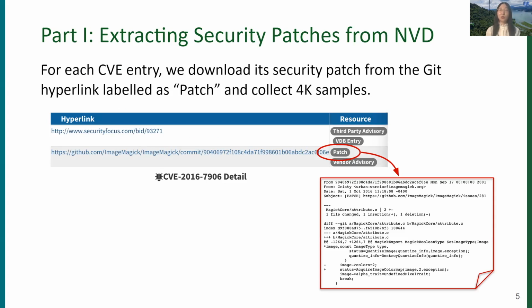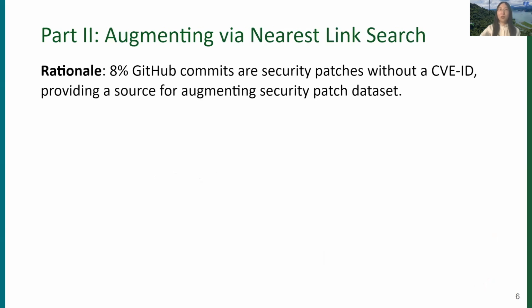Our first part is to extract the security patches from the NVD. For each CVE entry, we download its corresponding security patches from the Git hyperlink labeled as patch. Here we focus on C and C++, and in this way we collect around 4,000 samples.